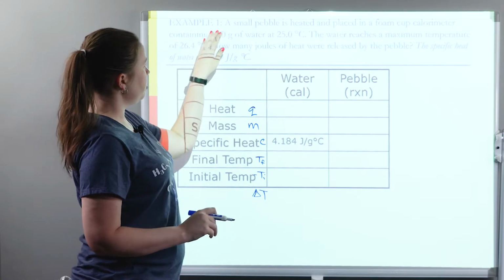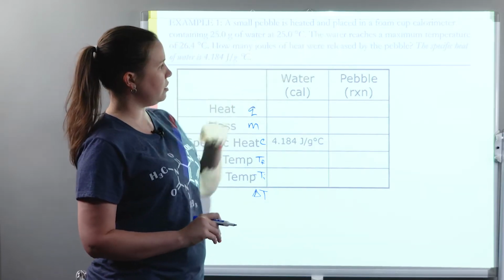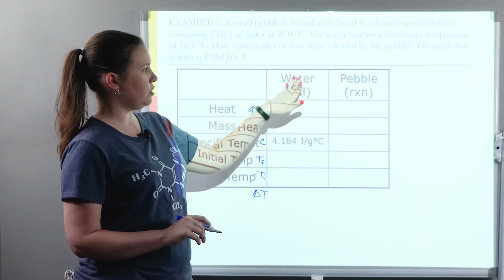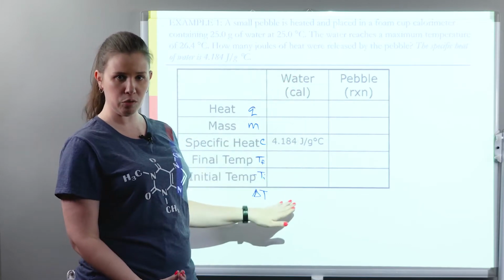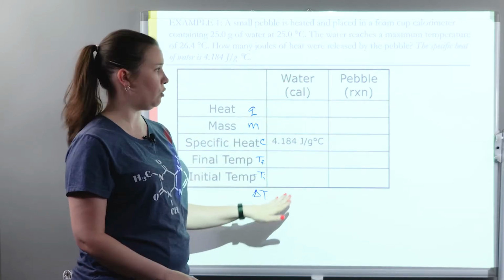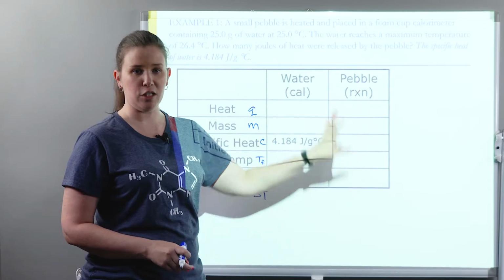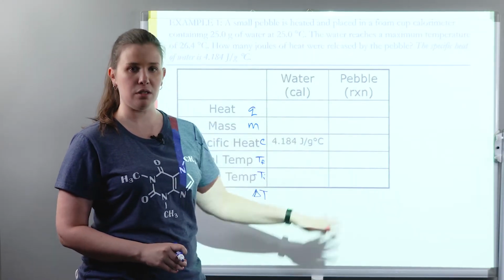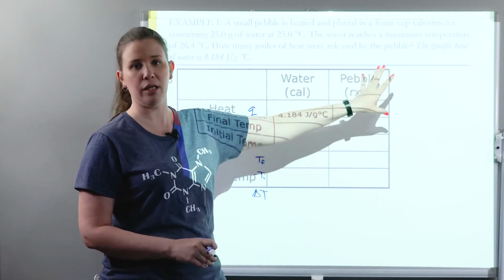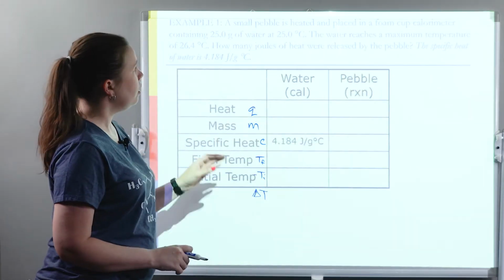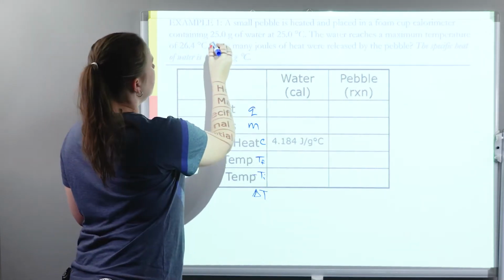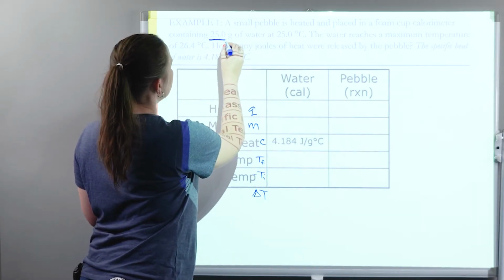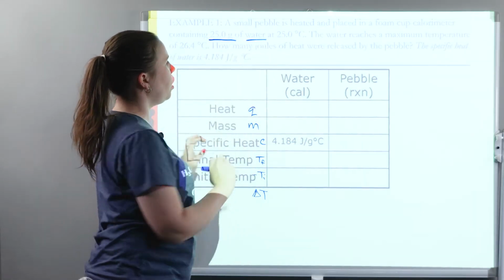So, starting from the top, a small pebble is heated and placed in the foam cup calorimeter. So notice our two columns. We have the water, which will always be what you're putting in the calorimeter, and then the object will change. Maybe we're putting an ice cube, in this case a pebble, it could be a reaction or something to dissolve. This is the thing we're trying to indirectly solve for. So it's going to be placed in a calorimeter that contains 25 grams of water.